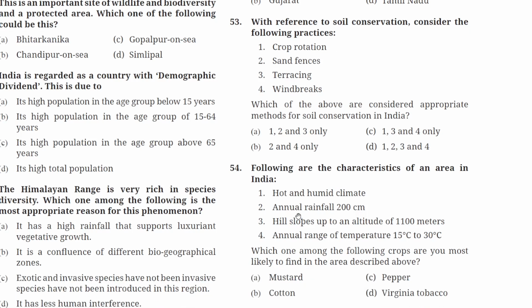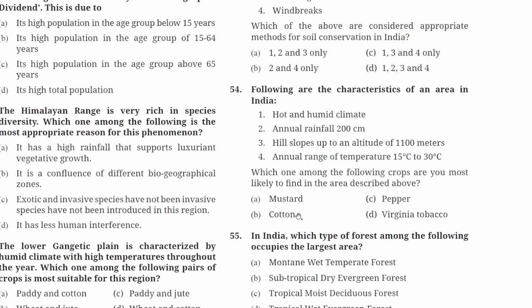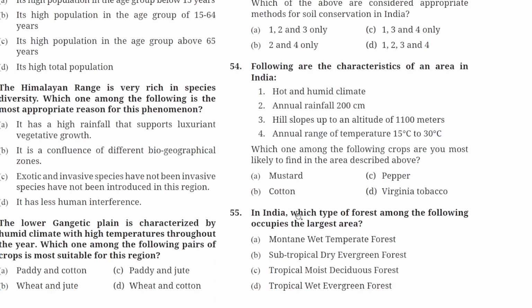Question number 54. Following are the characteristics of an area in India: hot and humid climate, annual rainfall 200, inflows up to an altitude of 1100, annual range of temperature 15 to 30. Which of the following crops are you most likely to find in the area described above? So, question number 54, answer is C, cotton.